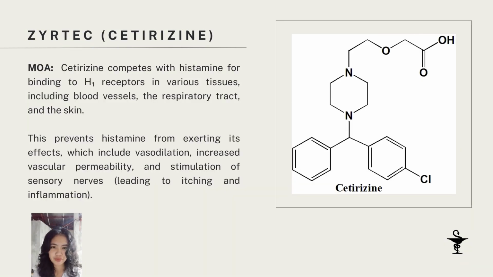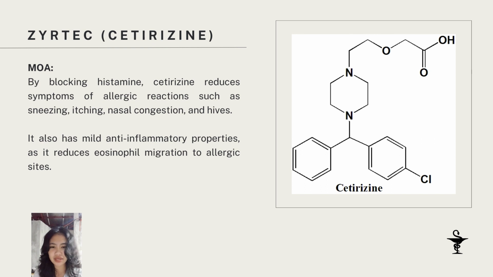So, good day everyone. Today I'm going to talk about cetirizine, its mechanism of action, and SAR. So, the mechanism of action of cetirizine is it blocks the H1 receptor. So, this prevents histamine from binding to its receptors, so histamine can't exert its effects such as vasodilation, increased vascular permeability, itching, and inflammation. Since it can't exert its effect, sneezing, runny nose, and itching are reduced.